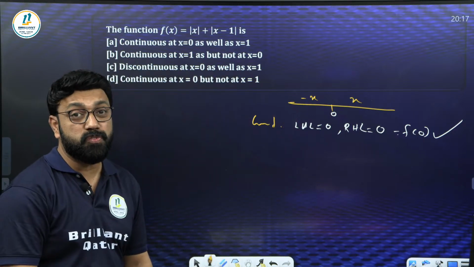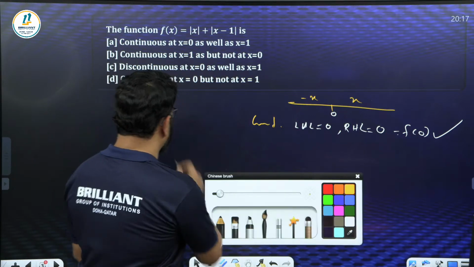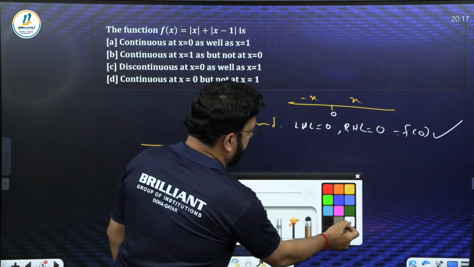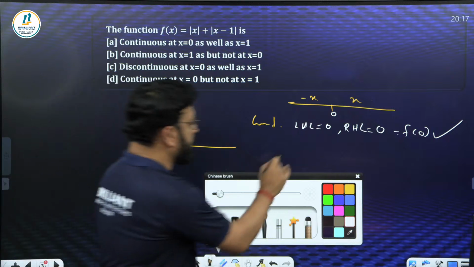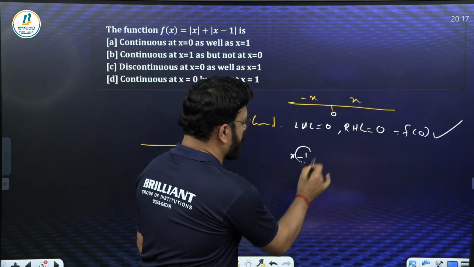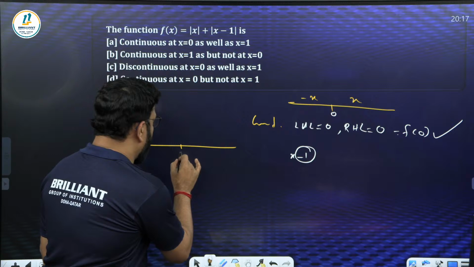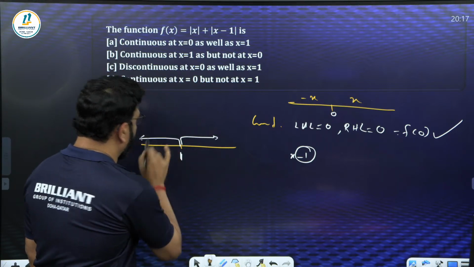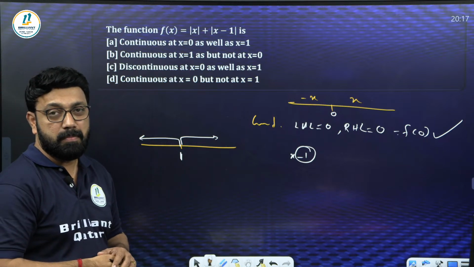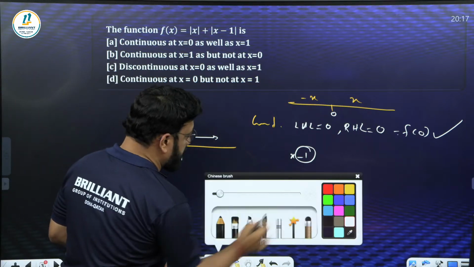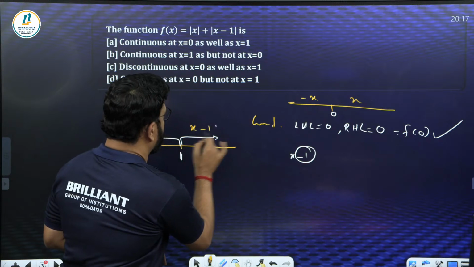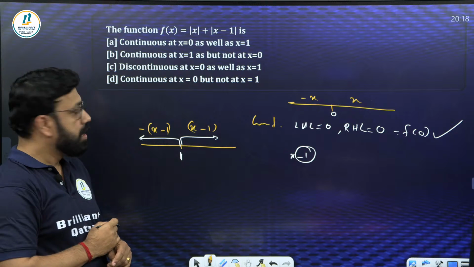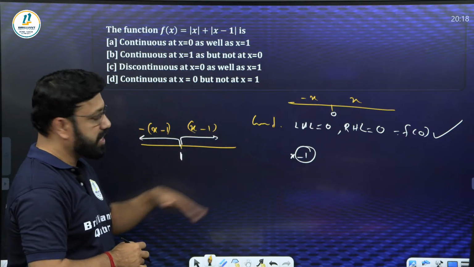Second one, modulus of x minus 1. How can we check whether modulus of x minus 1 is continuous or not? There is a critical point there. For x minus 1, the critical point is plus 1, so 1 is the point. After 1, what will happen? The positive side of x minus 1, so it will come to x minus 1. Before 1, this goes to negative of x minus 1, and after 1, positive of x minus 1.